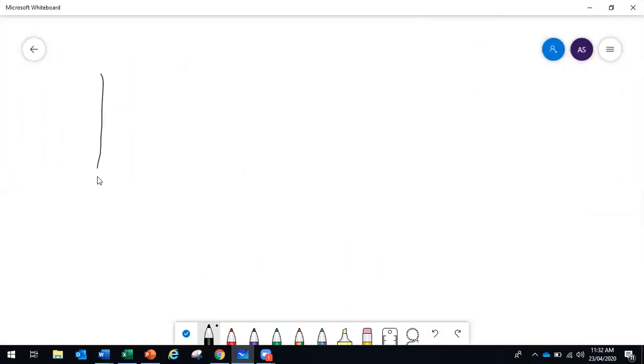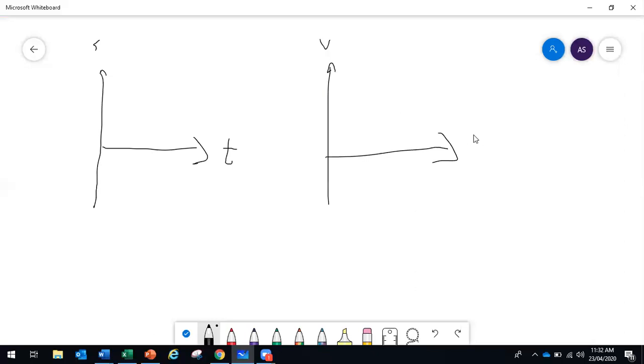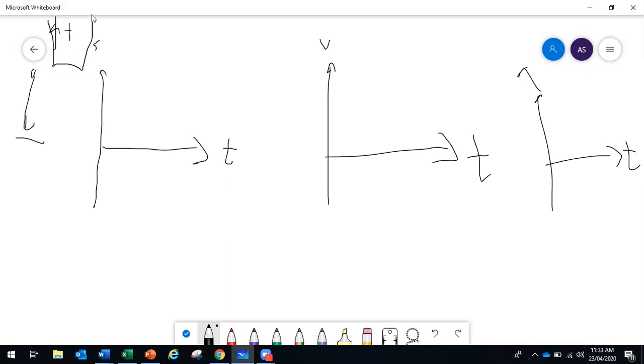Okay, class. So for ST, VT, and AT, for an object in free fall going down, taking upwards as positive. Remember, we're taking upwards as positive. The VT graph looks like what? Like this. And the AT graph was negative.